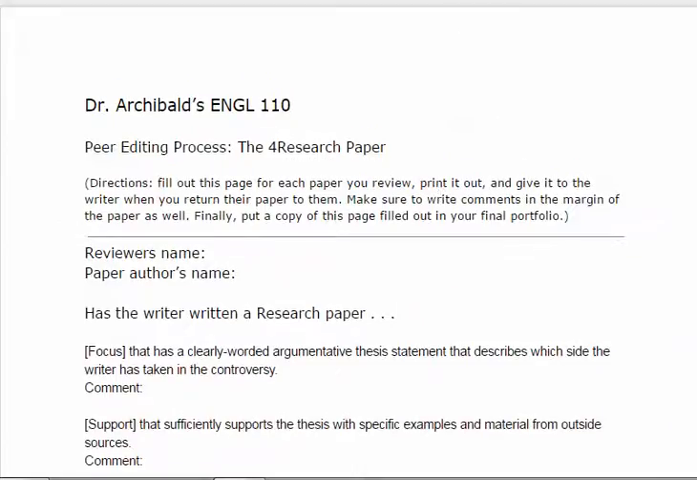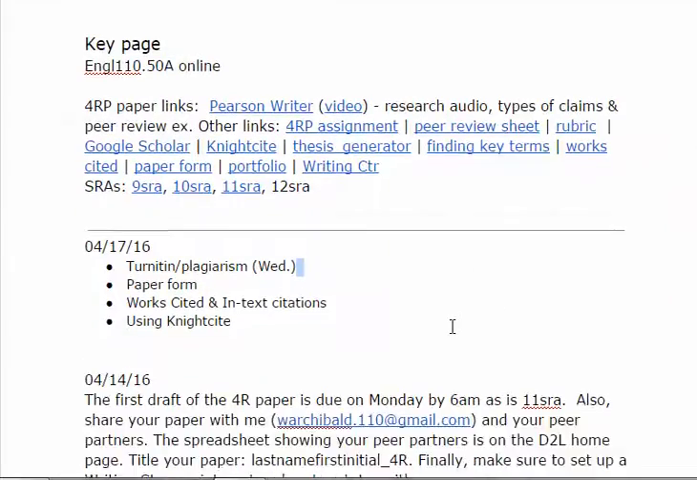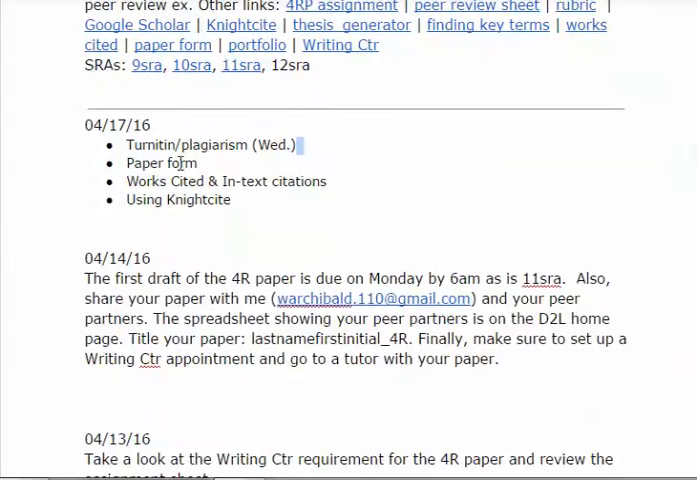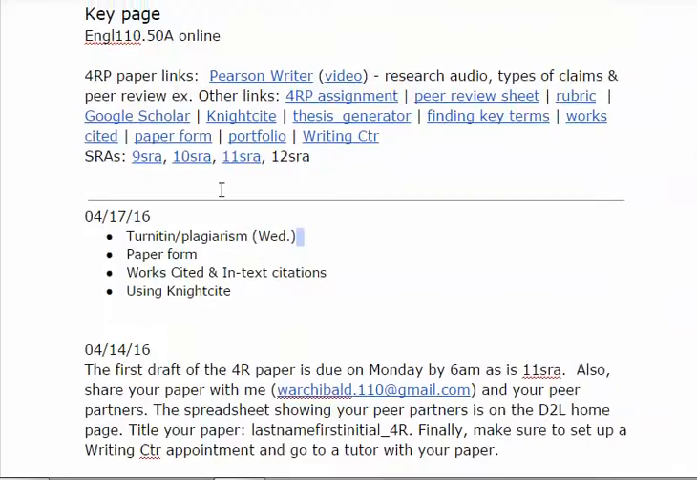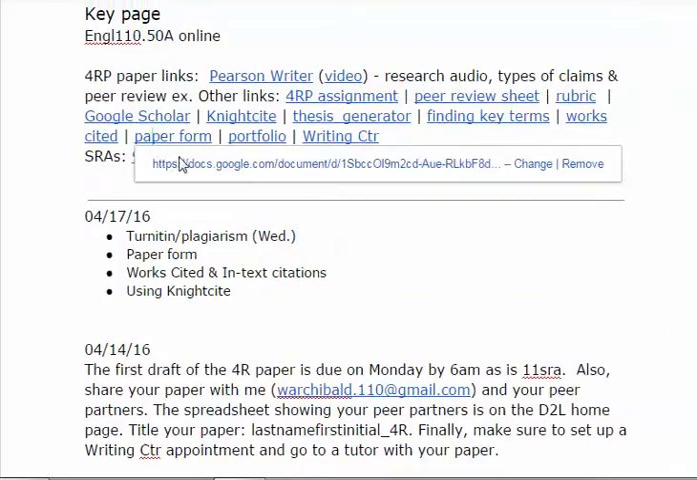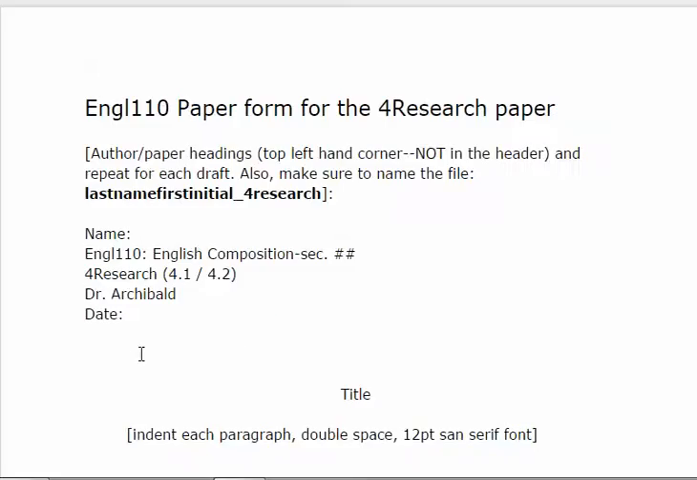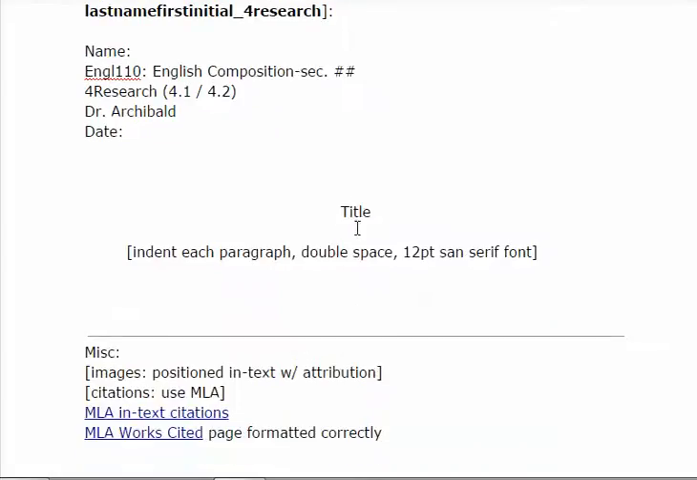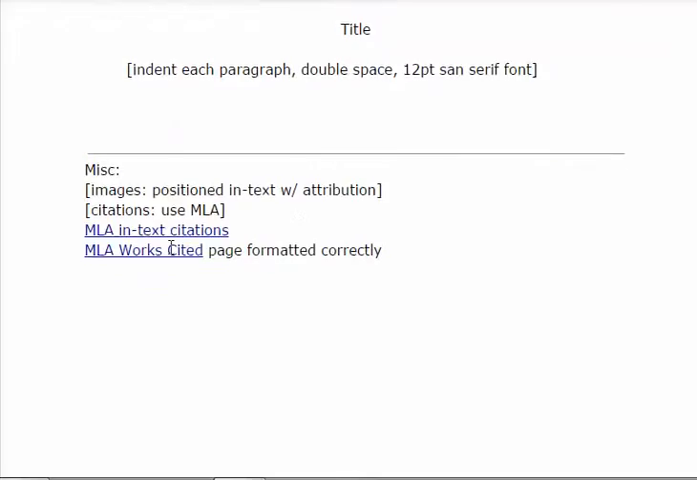Let's go to the key page. I'm going to deal with Turnitin and plagiarism on Wednesday. The paper form, if you click on this link, you go to the paper form. Remember your name, English composition for research paper, my name and the date. Make a title, indent each paragraph, double space, 12-point type.